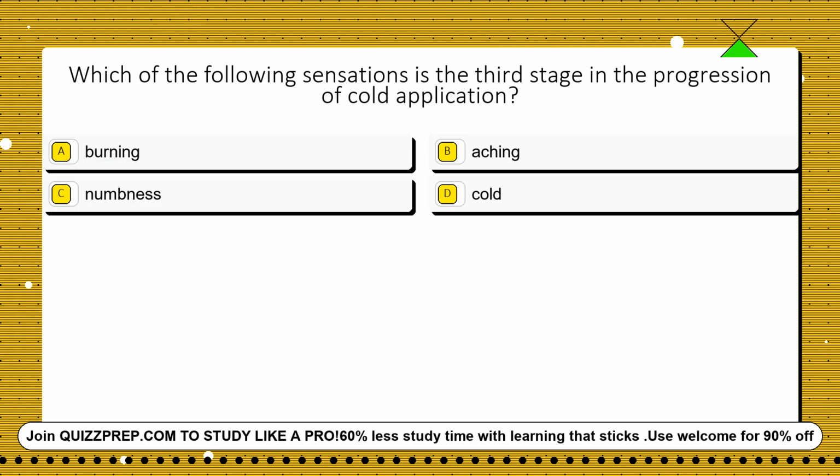Question 84. Which of the following sensations is the third stage in the progression of cold application? Option A. Burning. Option B. Aching. Option C. Numbness. Option D. Cold.